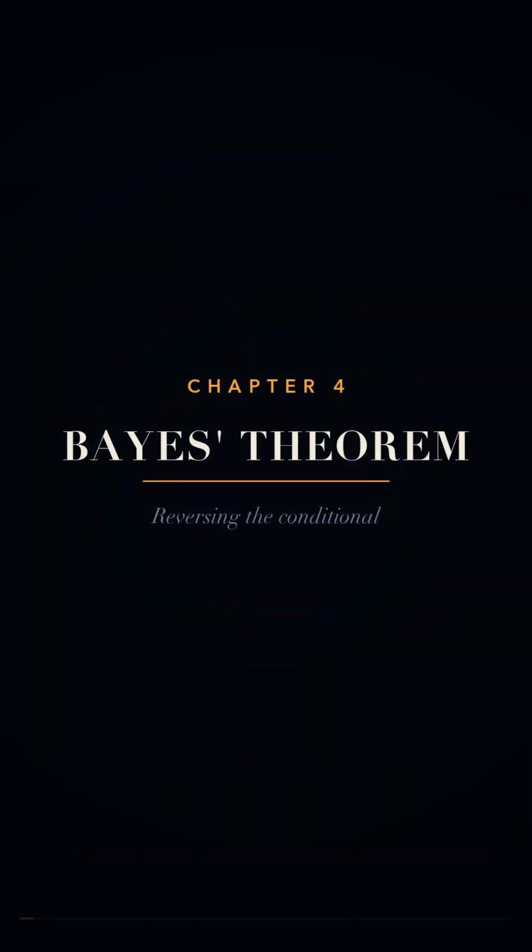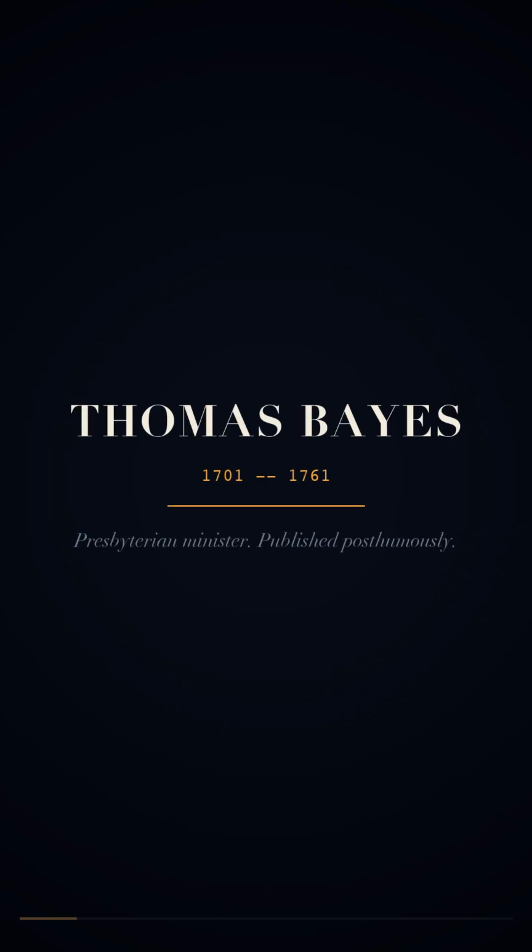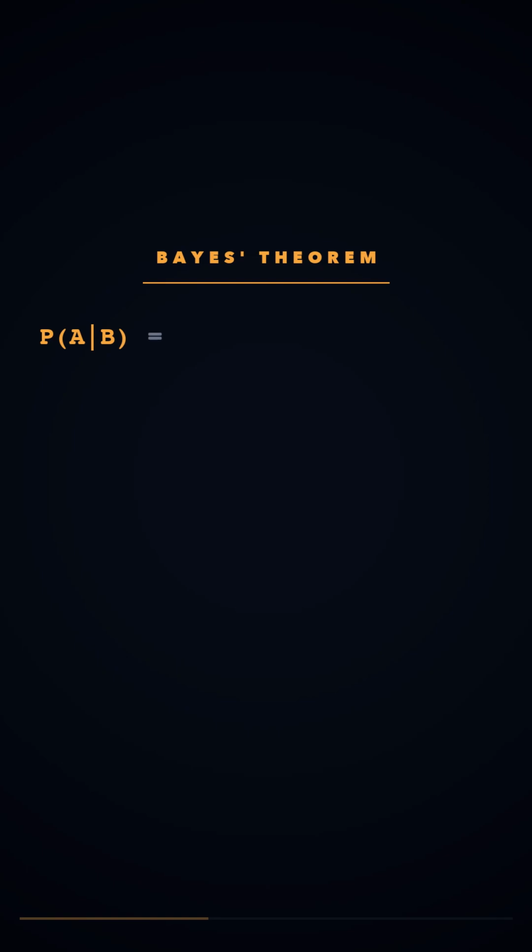This is where Thomas Bayes enters the story. A Presbyterian minister in 18th century England, Bayes asked a deceptively simple question. If I know the probability of B given A, and I know the overall probability of A and B separately, can I calculate the probability of A given B?